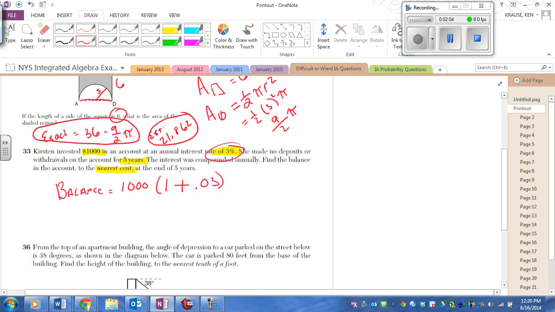And the reason I'm adding it is because I'm earning money. It's interest I'm earning, not losing. And we're doing it for 5 years. And if I type that into my calculator, I get 1159.274, or $1,159.27, and that's your answer rounded to the cent.